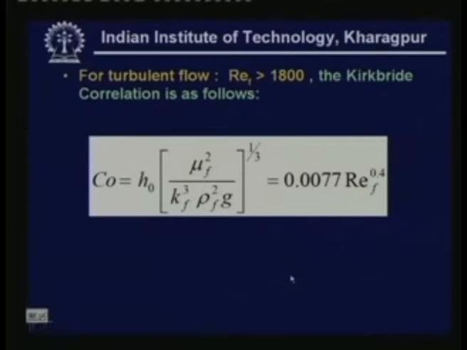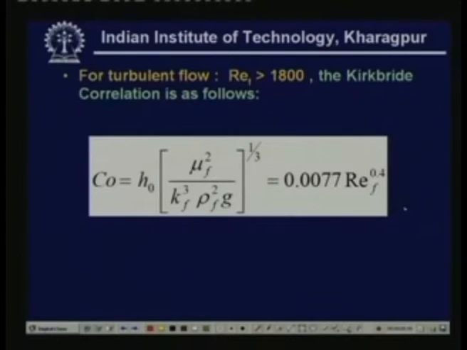Kirkbride has also suggested a correlation for turbulent flow, that means when the film Reynolds number is greater than 1800. If the film Reynolds number is greater than 1800, then the condensation number defined by this parameter is equal to 0.077 times Re_f to the power of 0.4, where h naught is the condensation heat transfer coefficient, mu f is the viscosity and so on. So if you know the film Reynolds number and the properties, you can calculate the condensation number, and from the condensation number you can calculate the heat transfer coefficient.